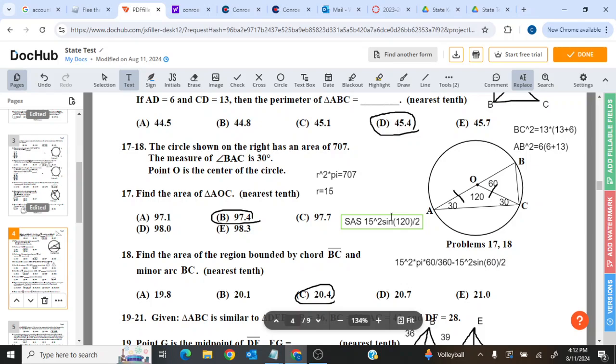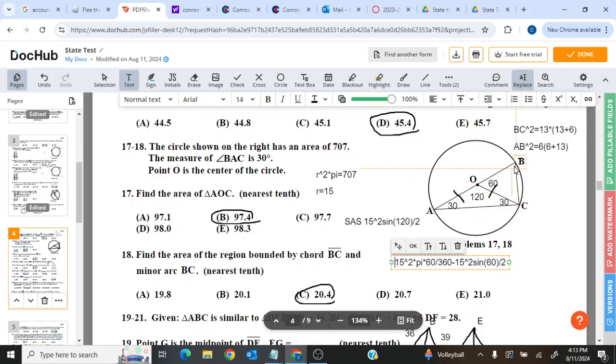18, find the area of the region bounded by the chord BC and minor arc BC. Okay, well, now that you know this angle is 120, this angle right here is a supplementary angle, so this has to be 60 degrees. Once again, these sides are both the radius, so you can use your formula for the area of the region bounded by a chord and arc, which is going to be the area of the circle sector BOC minus the triangle BOC.